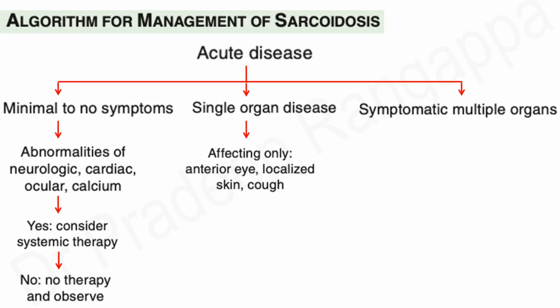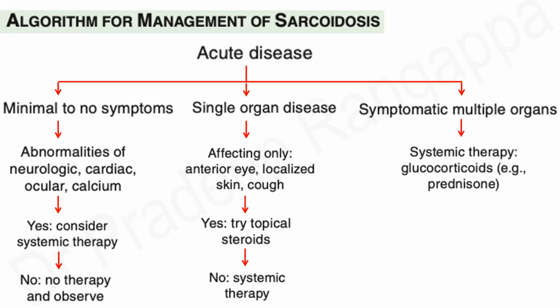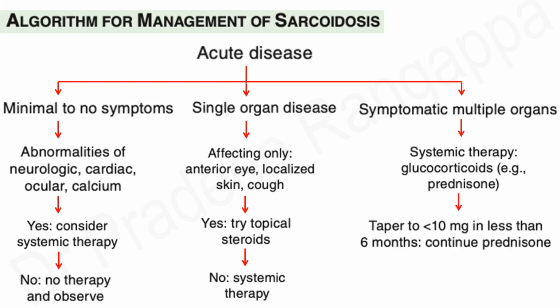If there is a single organ disease affecting mainly the eye or the skin, and mild respiratory symptoms, local therapies, local steroid applications, topical steroids can be tried for eye and skin manifestations. And systemic therapy is only needed when there is no response to this treatment. But if there is multiple organ involvement, like our patient, systemic glucocorticosteroids, prednisolone, or any of the systemic steroids have to be used.